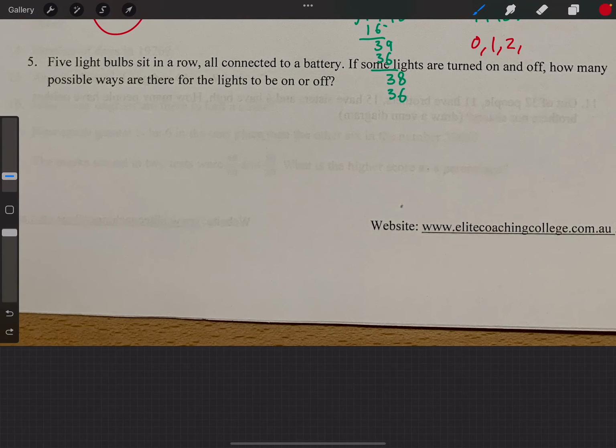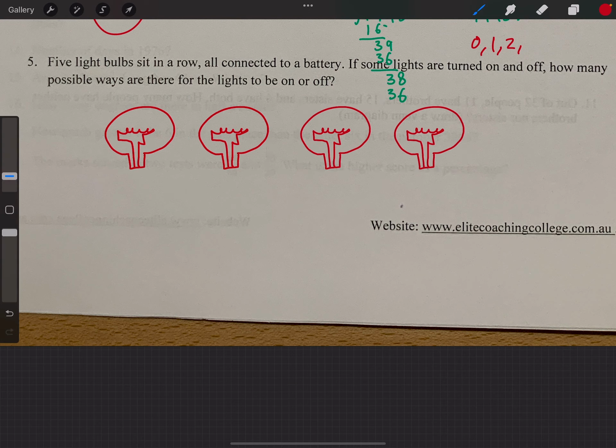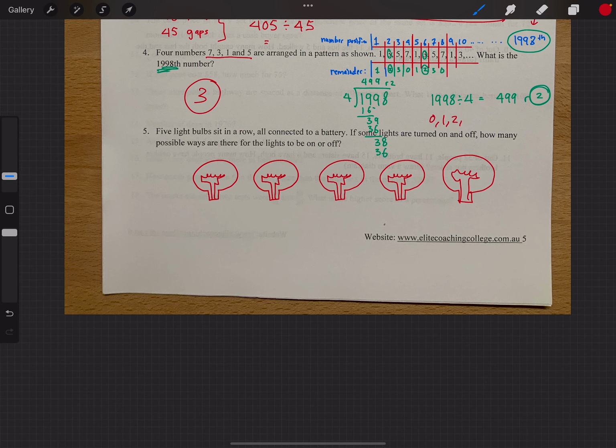So that's how we deal with those kinds of questions. Now question 5. 5 light bulbs sit in a row, all connected to a battery. If some lights are turned on and off, how many possible ways are there for the light bulbs to be on or off? Okay. So I'm just going to draw a quick light bulb here. So the first one, how many possible ways? You can have it on or off. So you have 2 possible ways. The second one, on or off. So you have 2 more ways, and then 2 here, 2 here, and 2 here.